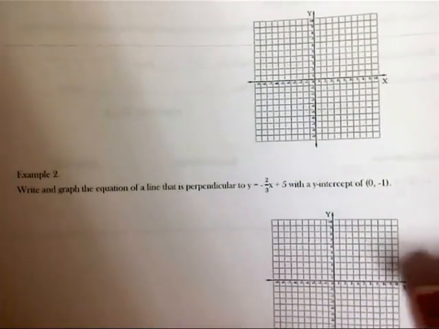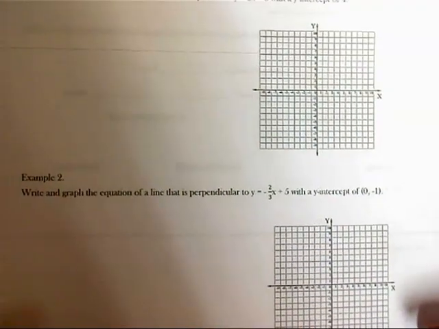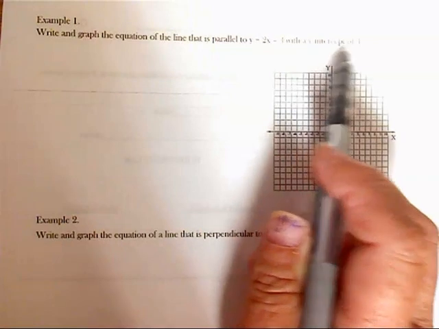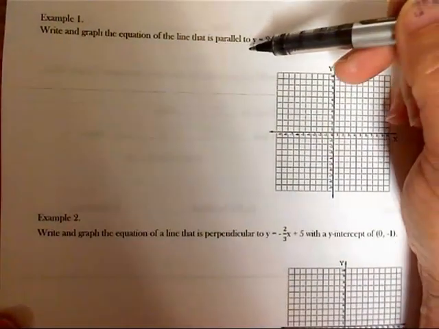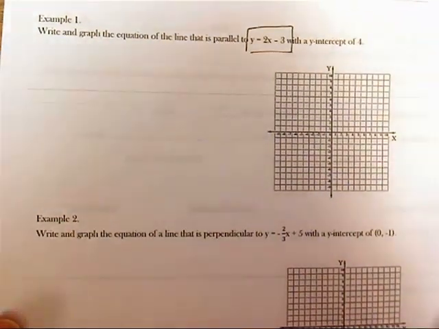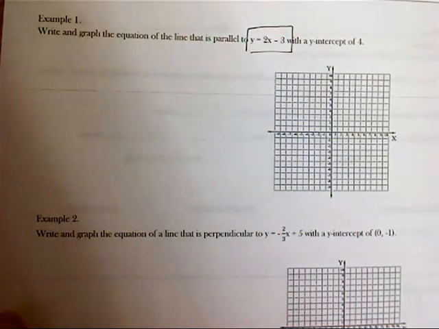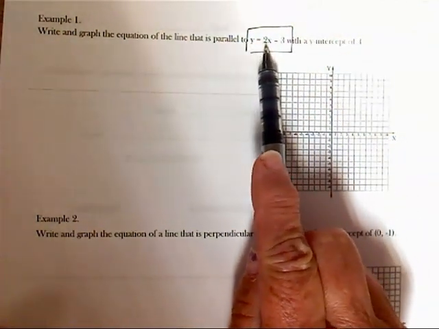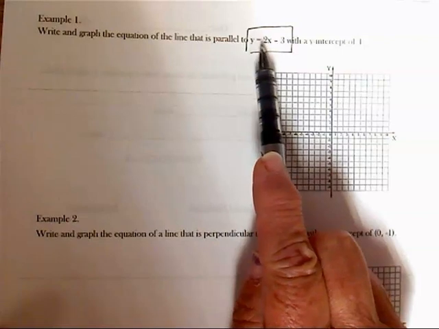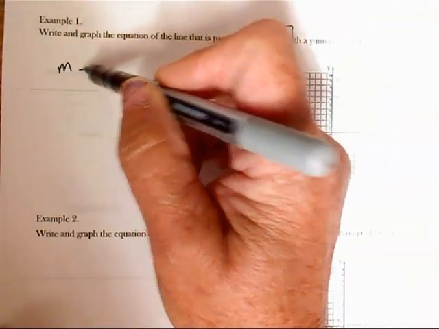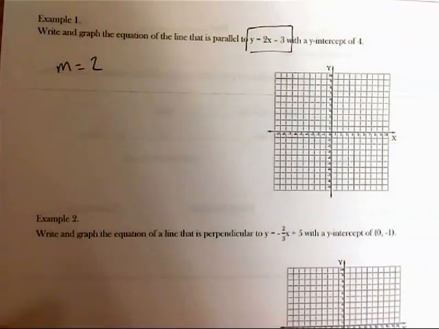And this time, write and graph the equation of the line that is parallel to this with a y-intercept of 4. Okay, so the only reason they give me a line that's parallel to my line is because parallel lines have the same slope. So you should be able to tell by looking that this line has a slope of 2 because it's in the y equals mx plus b form. So I know if my line is parallel, it has a slope of 2.